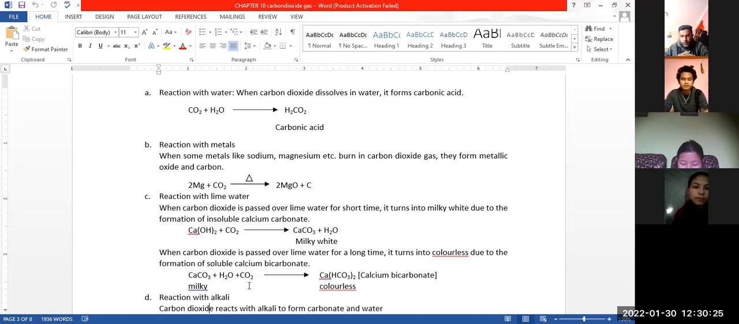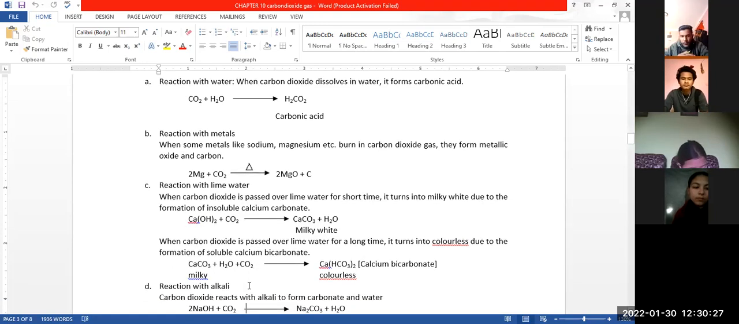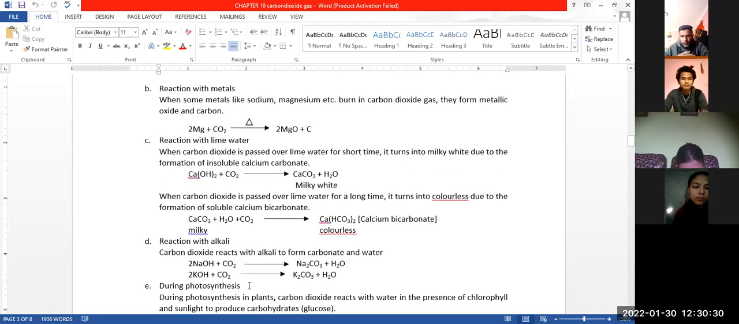Next is reaction with alkali. Alkalis are water-soluble bases. For example, sodium hydroxide, potassium hydroxide. These are alkalis. When they react with carbon dioxide, they give metallic carbonate and water. Look at this: NaOH plus CO2 gives Na2CO3 plus H2O. Similarly, KOH plus CO2 gives K2CO3 plus H2O. In this way, carbon dioxide reacts with alkali also.